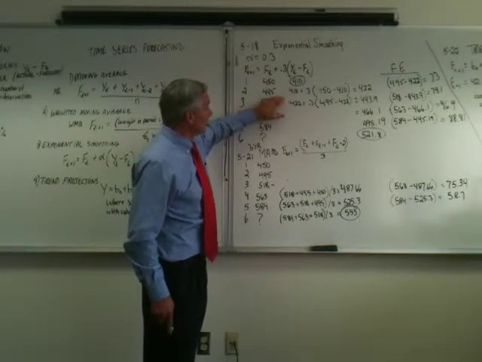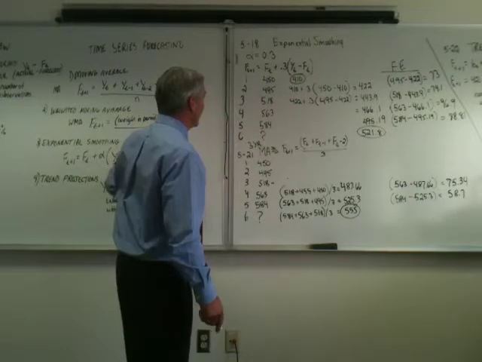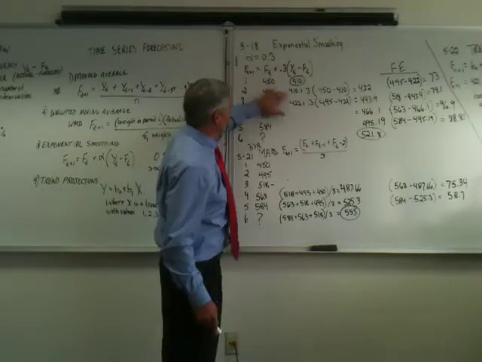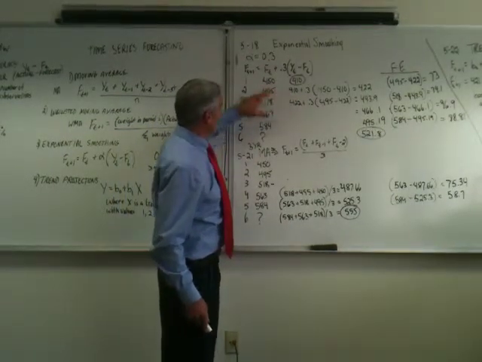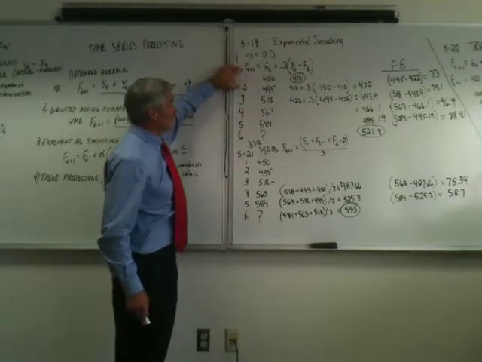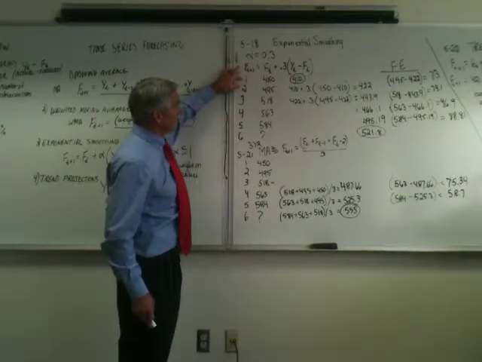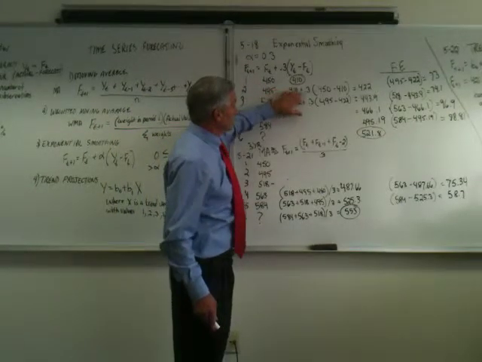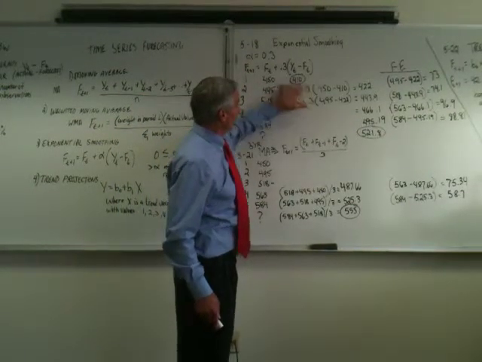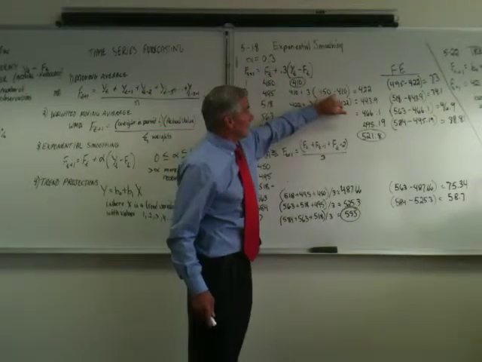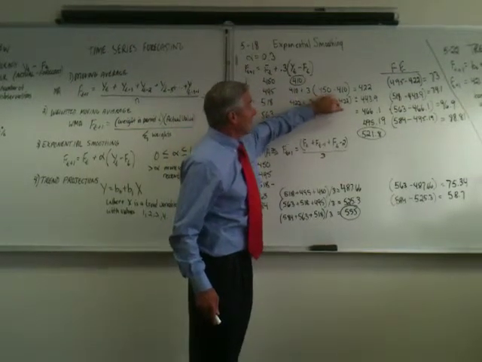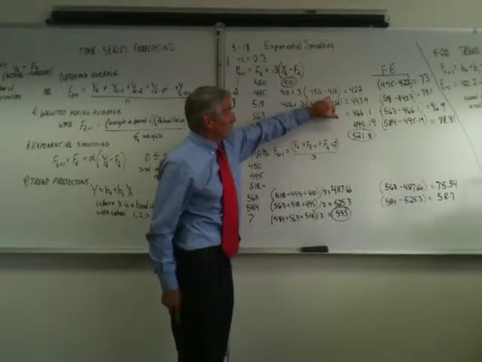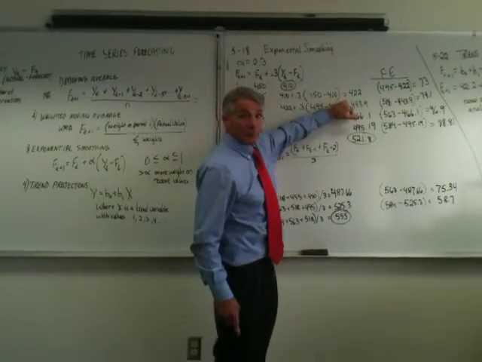So what we're going to do now is take that forecasted value, F of t, 410, and we're trying to go for F of t plus 1, which would be period 2. So we take 410 plus 0.3 times the actual, the 450, minus the estimated, and that turns out to be 422.